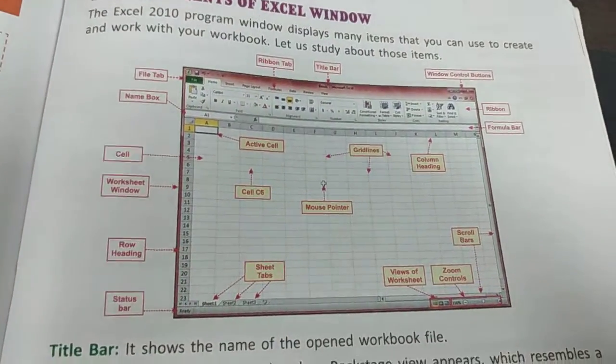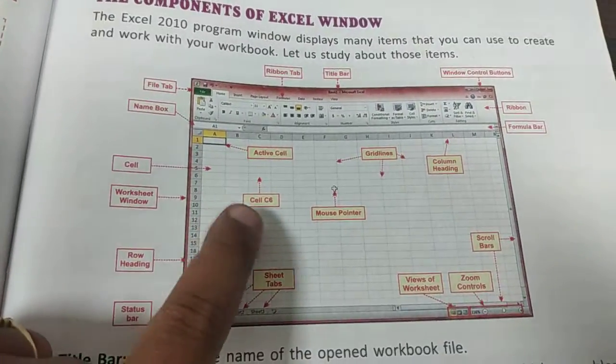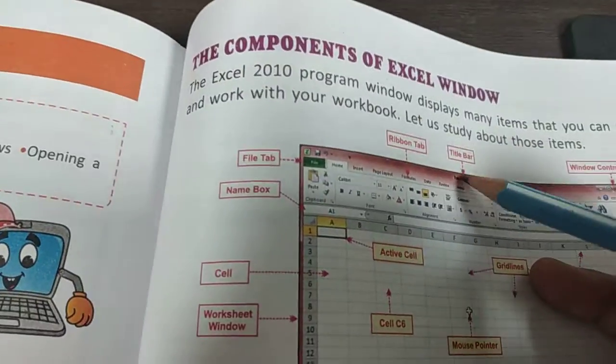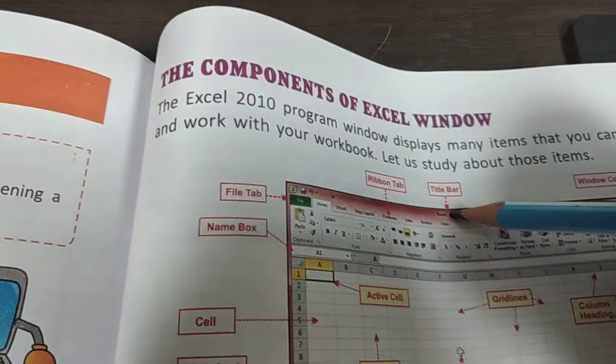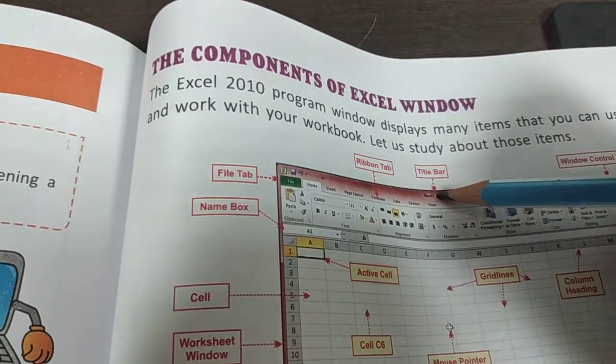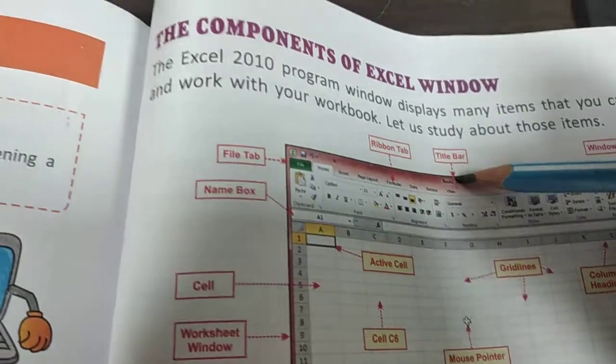See here. These are the components of Microsoft Excel. This is your cell, small boxes. This is your row heading. Yes, students, see here. This is your title bar. What is the title bar? It will show the name of the open workbook file. When you open the Microsoft Excel, by default the name is book 1. So this is your title bar.